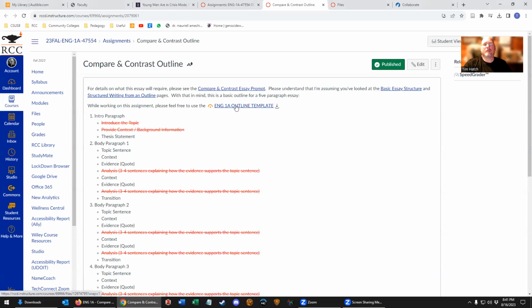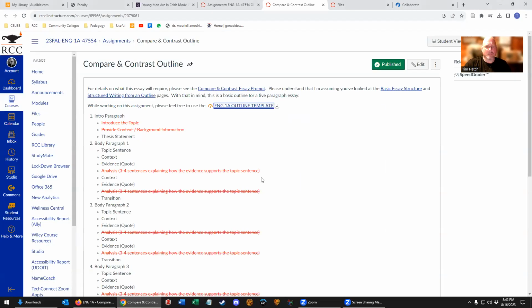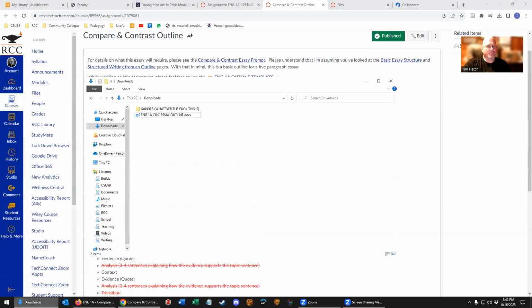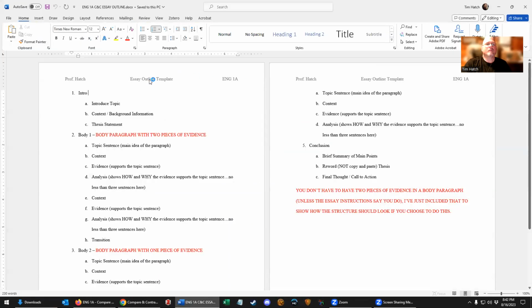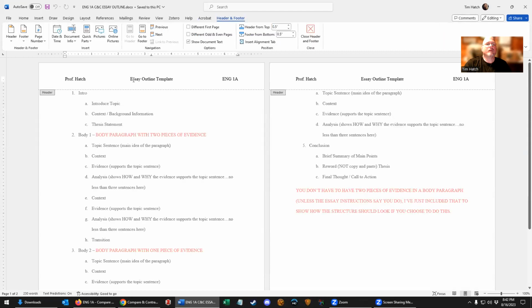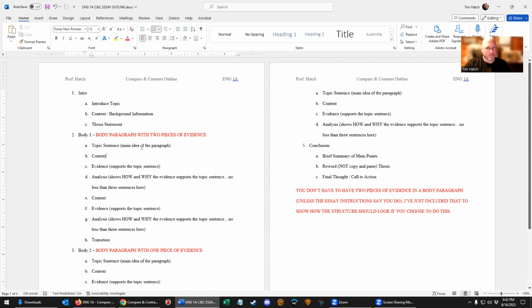So we'll start by clicking on the template, and you're going to download it up here. I've already done that, so I'm not going to make you watch that part. And then I'm going to open it up. And actually, I'm going to retitle it up here real quick. Compare and contrast outline. Fantastic. Okay.